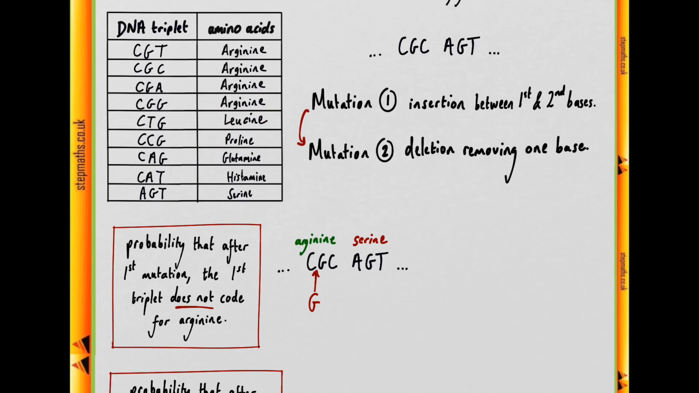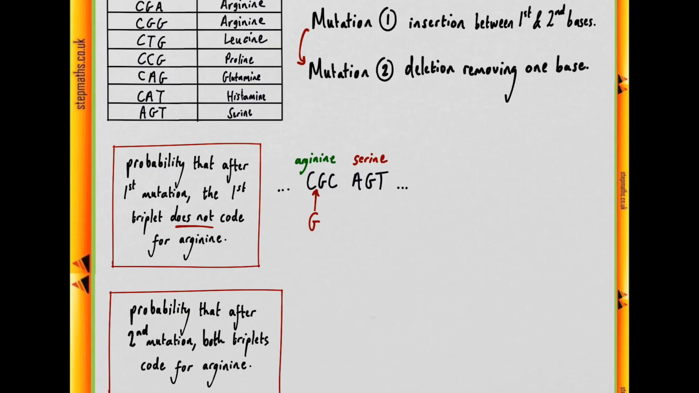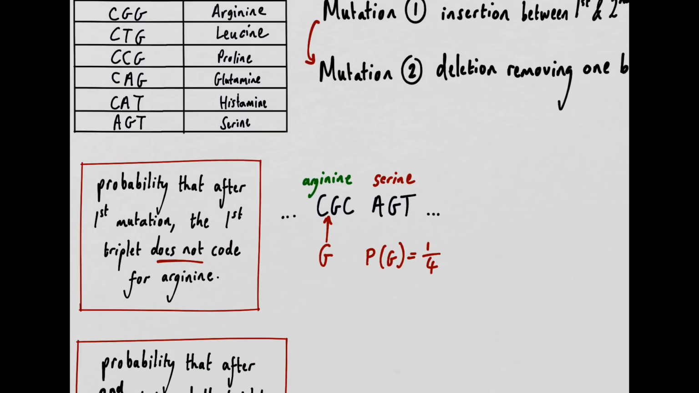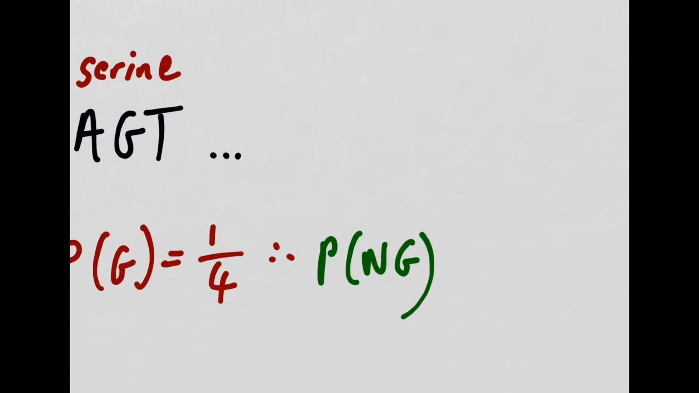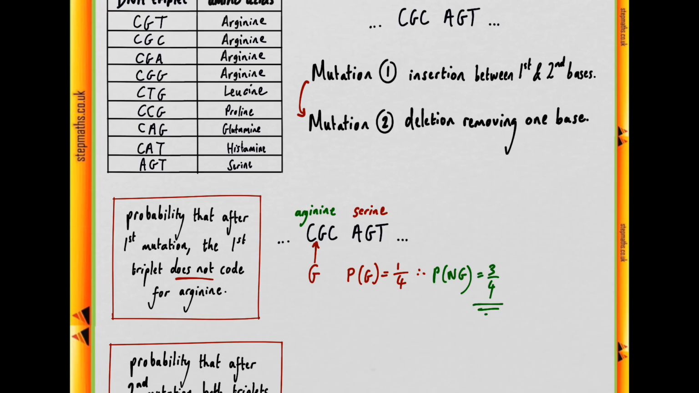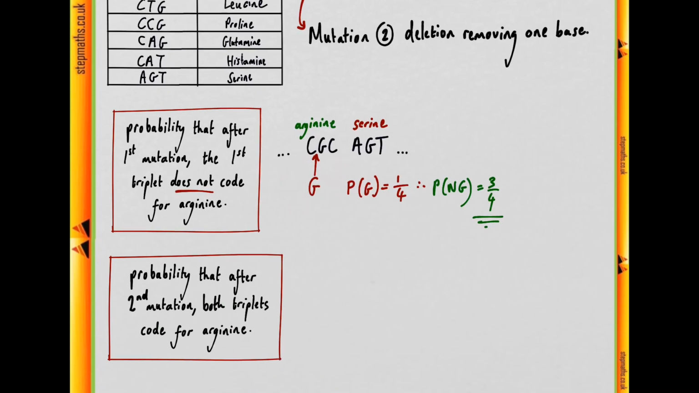So, the probability of this occurring is 1 in 4, since this could be A, T, C or G, and the probability of this not leading to arginine for the triplet, i.e. the probability that the mutation is not guanine, is 3 in 4. So, in order to work out what the probability is that the triplet does not code for arginine, we have to first think about what could possibly lead to arginine occurring and work out what 1 minus that probability is. Okay, so we have our answer. G is the only potential mutation that could lead to arginine persisting.